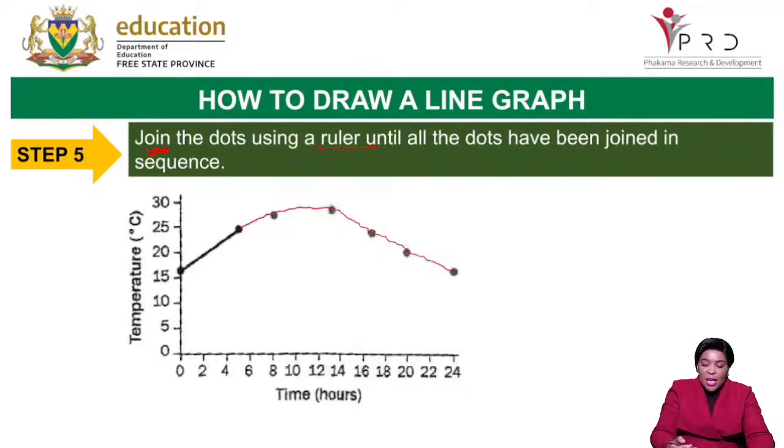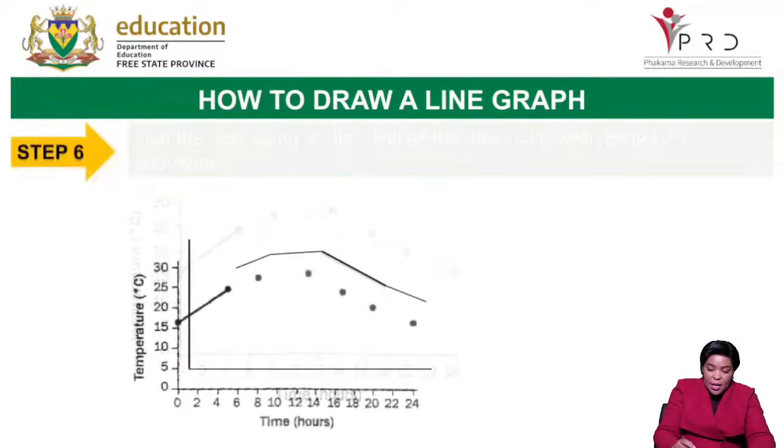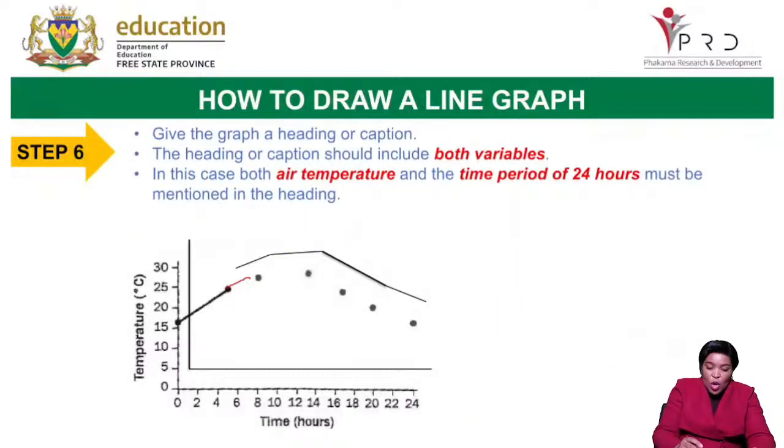Please excuse my squeaky hand because I'm not using a ruler. So you can use a ruler to have a nice, beautiful graph drawn. So you join your lines in this way. So here is a graph that has a line that is joined. Then step number 6, you must give the graph a heading or a caption. So this graph must tell us what we are looking at. And this heading should include both variables.